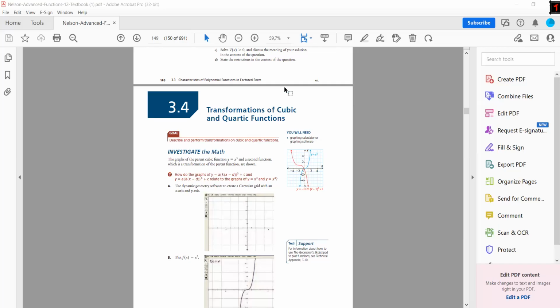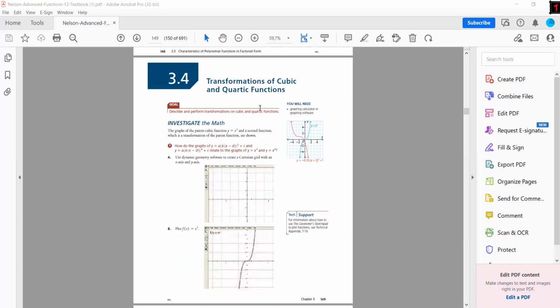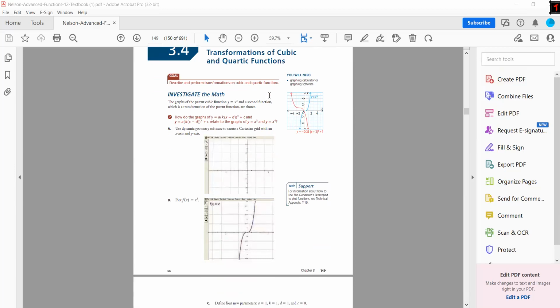In today's class, we're going to summarize our studies of advanced polynomial functions by looking into transformations of cubic and quartic functions. This would be part of your unit test that we will conduct this Friday.